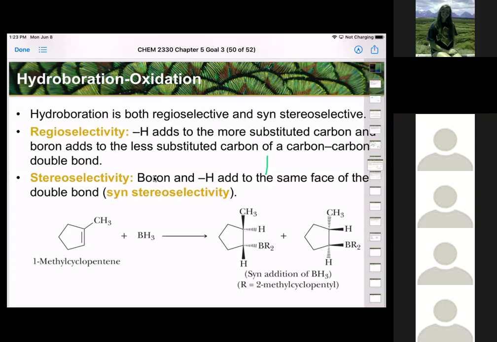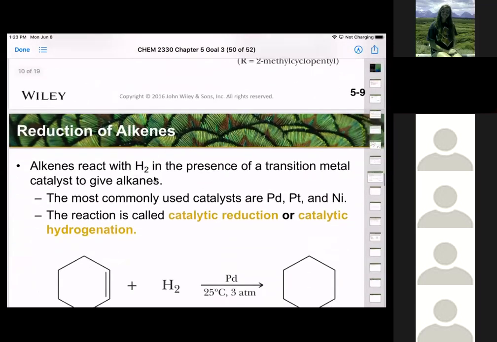And we know it's regioselective because the hydrogen actually carries the partially negative charge, and the boron carries the partially positive charge, leading to its seemingly anti-Markovnikov addition, okay? So that's the really important part about the hydroboration. It seems to go backwards. The hydrogen is adding to the less substituted side, and the boron's adding to the more substituted side, but it's because of the bond polarity and this intermediate formed right here.